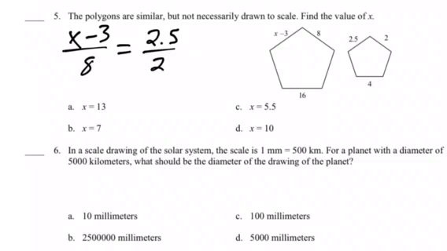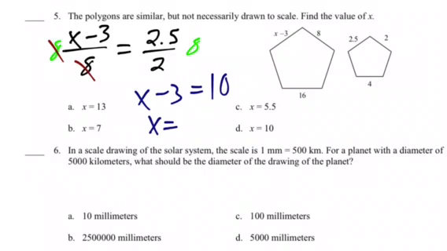From here, you could do a whole cross multiplication if you wanted to. Personally, I would just multiply both sides of the equation by 8. Then the 8's on this side cancel out, and we get x minus 3 equals, and again, there's a number of different ways you can figure out what the 2.5 over 2 times 8 is, but really that just ends up being 10. We add the 3 to both sides, we get x equals 13. So we're really looking at A.